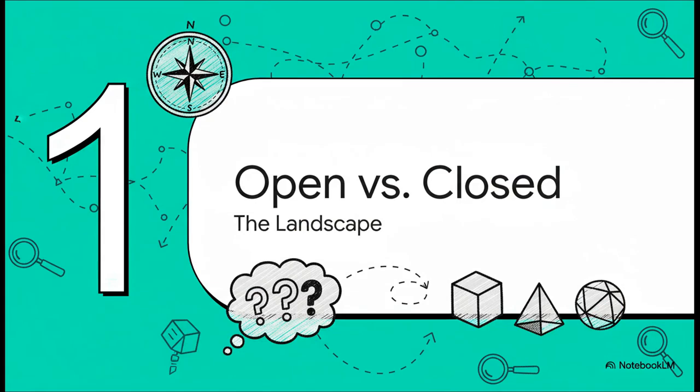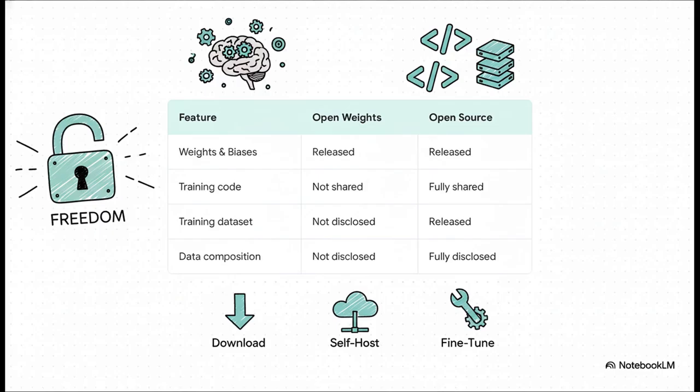Okay, let's kick things off with section 1, understanding the landscape. Because before we can pick the best model, we've got to know exactly what we're choosing between. There's this subtle but really crucial difference between open weights and true open source. You'll hear these terms thrown around. Open weights just means the model's parameters are public, which is great. But true open source, according to the Open Source Initiative, also shares the training code and the data. Now, for most of us developers, the main takeaway is this. Both let you download, self-host, and fine-tune. And that freedom, that's what we're really focusing on today.